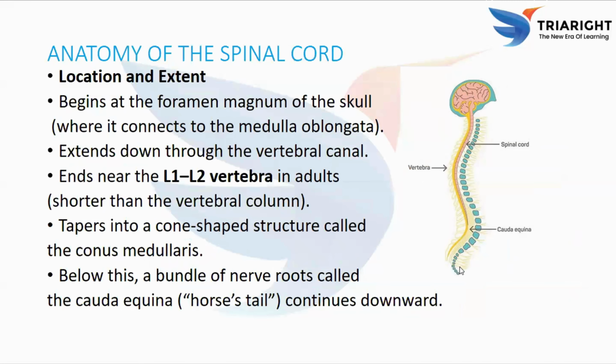So next, coming to the anatomy of the spinal cord. So where is the spinal cord located? It begins at the foramen magnum of the skull, where it connects the medulla oblongata, and it extends down to the vertebral column. It ends near the L1 to L2 vertebrae in adults. It tapers into a cone-shaped structure called the conus medullaris. Below this, a bundle of nerve roots called the cauda equina continues downward. So here you can see the cauda equina in the picture.